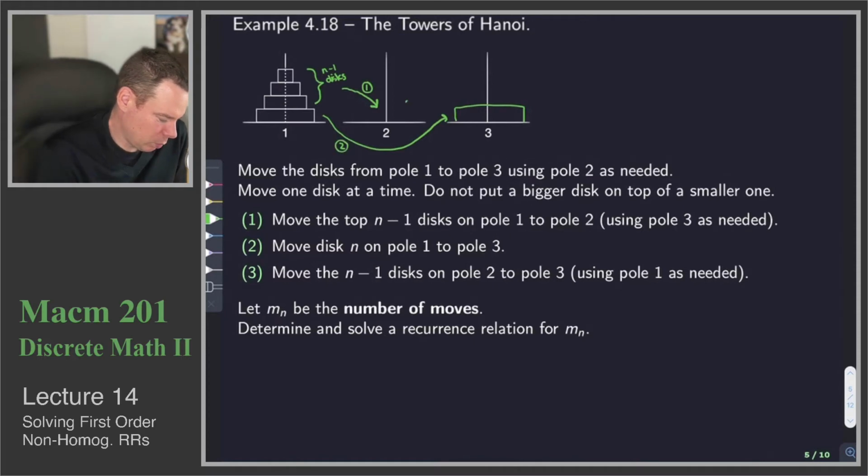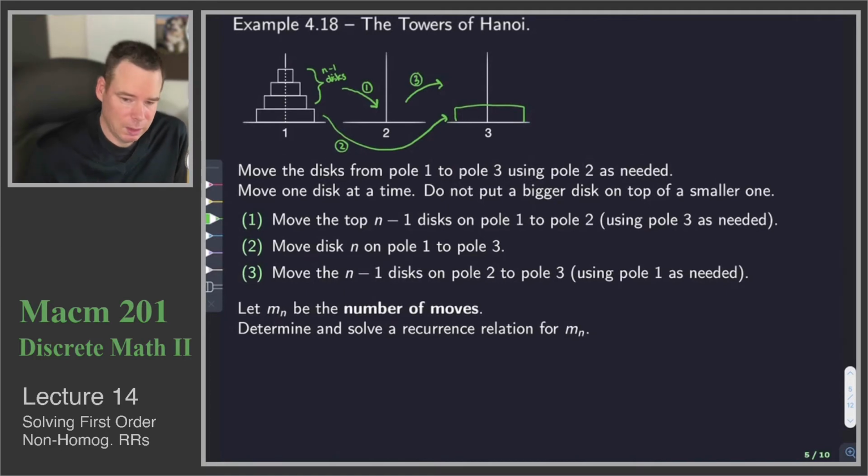And then the third step would be to move those n-1 disks on top. And that's what's listed there. Step 1, move the top n-1 disks from pole 1 to pole 2. Then move the nth disk on pole 1 to pole 3. And then step number 3 is move those top n-1 disks from pole 2 to pole 3.